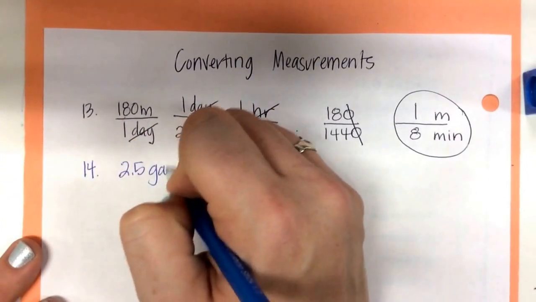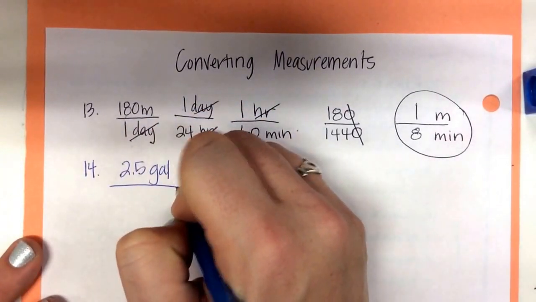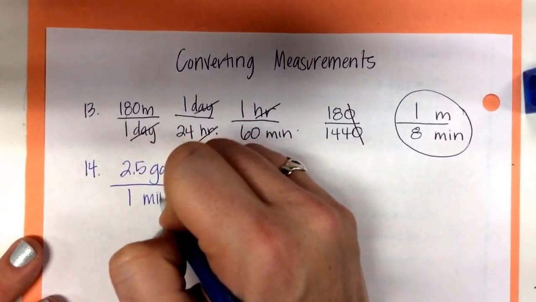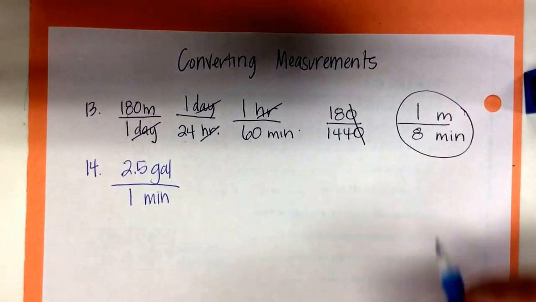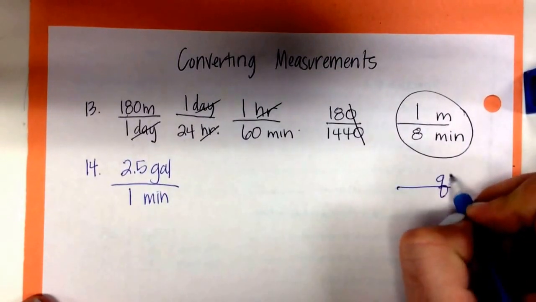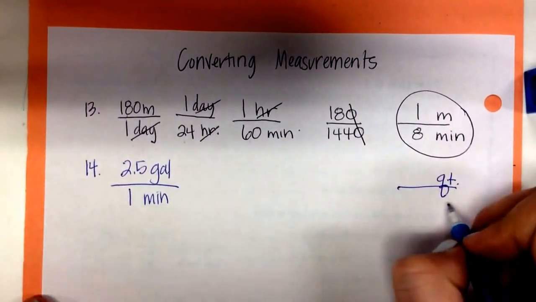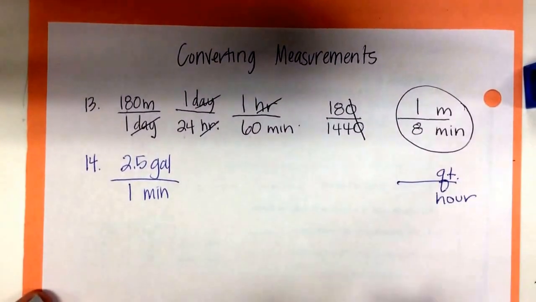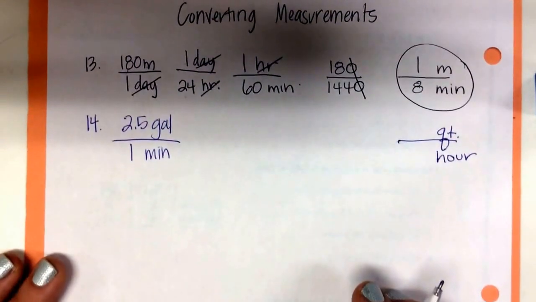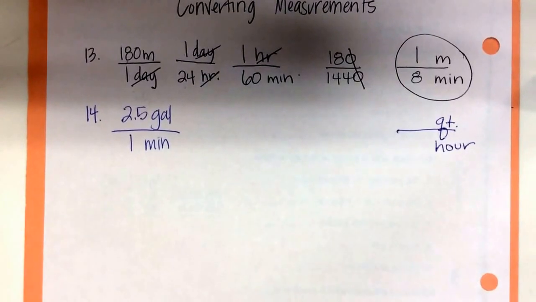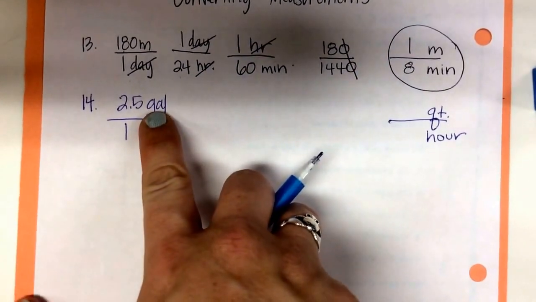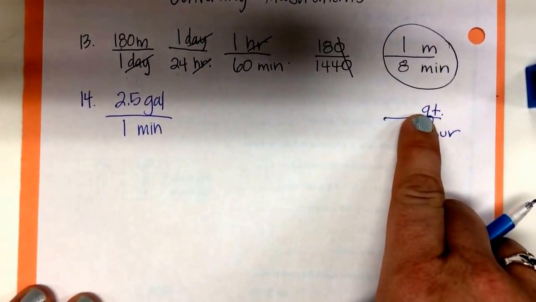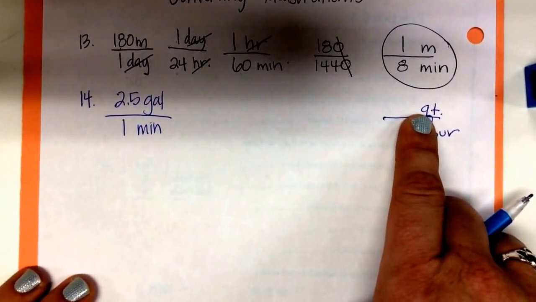2.5 gallons for 1 minute. And I want to convert that to quarts per hour. So we need to convert. Let's start with our numerator. Let's convert gallons to quarts. What do you know about gallons and quarts?